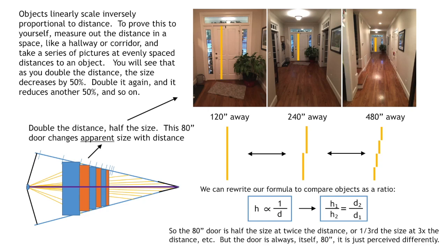Again, we can rewrite our formula to compare objects as a ratio. So with height inversely proportional to the distance, we can rewrite as height 1 over height 2 is equal to distance 2 over distance 1. That's just comparing two object heights with two distances to one another. So the 80-inch door is half the size at twice the distance, or 1/3 the size at 3 times the distance, and so forth. But the door is always itself 80 inches. It's just perceived differently. This may seem like a trivial point, but it's important.